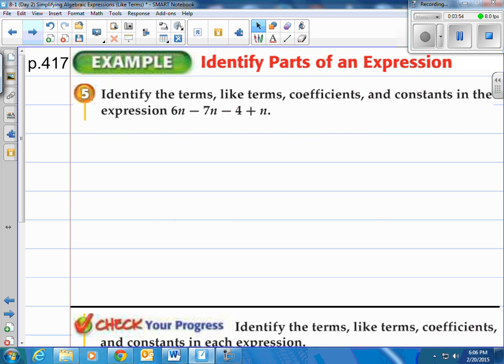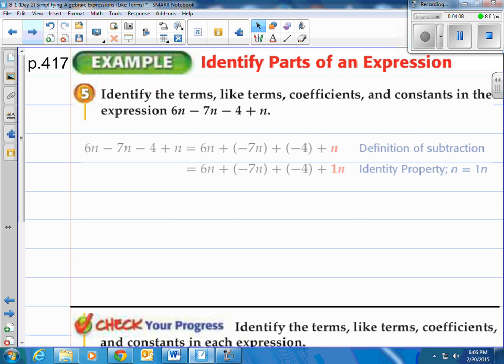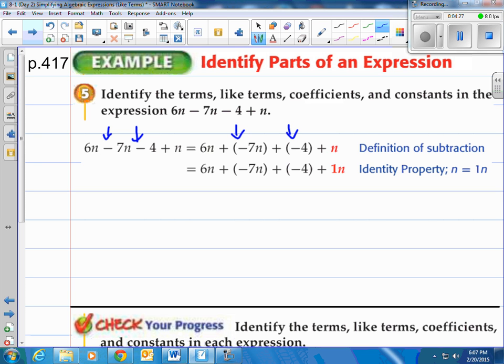All right, you go ahead and look at this example here as we walk through and identify the terms, like terms, coefficients, and constants in the expression 6n minus 7n minus 4 plus n. Well, first off, as we were doing this yesterday, you always change your subtraction to addition. So you're going to notice that they've taken these subtractions and actually changed them into additions, adding the opposite. So you can see the difference here. There's an adding negative 7 and an adding negative 4 right there.